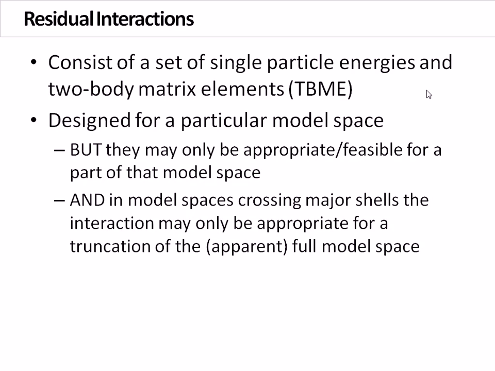And each interaction is designed for a particular space. A particular space will require a particular set of 2-body matrix elements because it covers a certain range of orbits, and you need all the 2-body matrix elements for all the different pairs of orbits that go into that space. So they may only be appropriate or feasible for a part of that space. As I say, if it's defined for one extreme end of a very big space, then it's going to be appropriate for that end, but it might not work right at the other end because the single particle energies may change and the 2-body matrix elements may have changed. And in model spaces crossing major shells, the interaction may only really work for certain sorts of truncations, and I'll say something about that in a second.